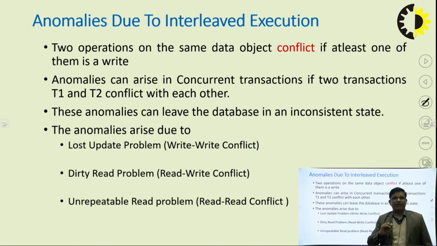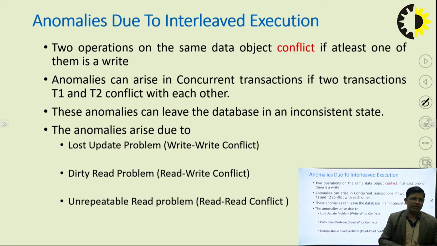But before discussing view serializability or conflict serializability, we should consider different types of anomalies due to this interleaved execution. Basically, two operations on the same data conflict if at least one of the items is written by T1 or T2. So anomalies can arise. There are different types of anomalies.